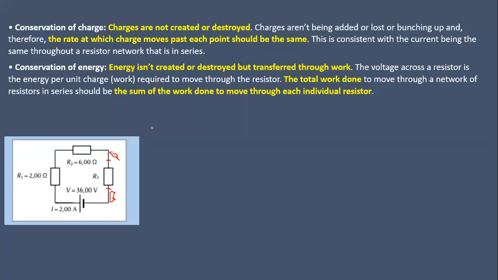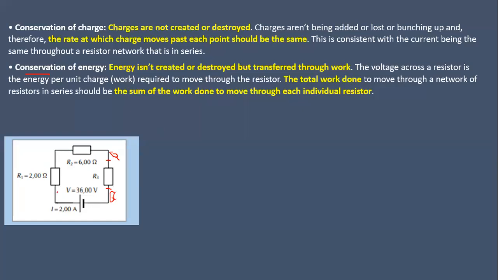And in terms of potential difference, why these resistors are potential dividers, why they divide it, you can think about the law of conservation of energy, which stipulates that energy isn't created or destroyed but transferred through work. Remember, to move this charge from point 1 here to this point, work must be done. The same thing here, work must be done, more work must be done.